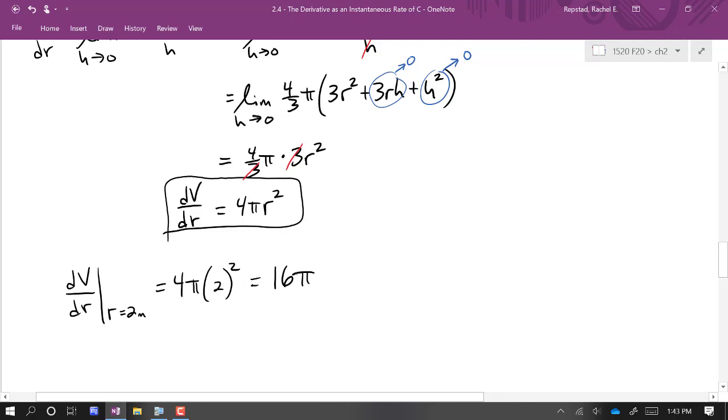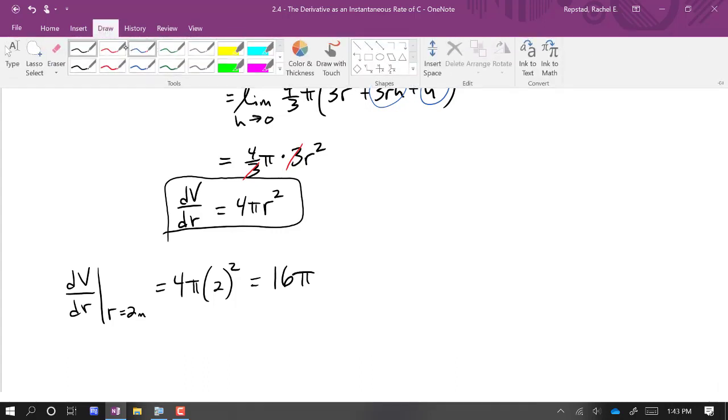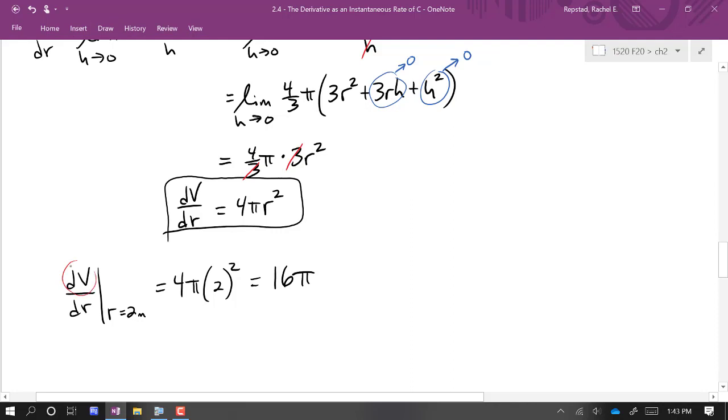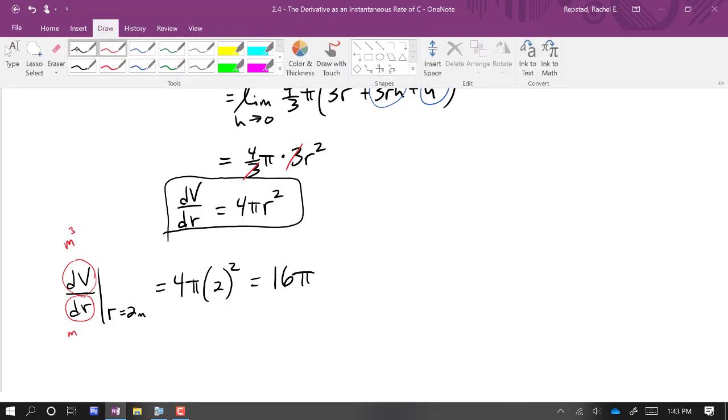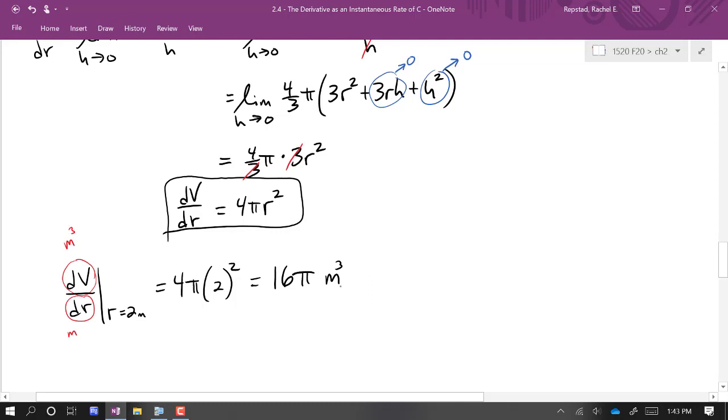Okay. Now what should the units be? Think about this for a minute. Maybe pause the video if you want to think about it before I ruin the surprise. I'm using this dV/dr notation, and I'm writing it as dV/dr instead of V prime for a reason. I know I just need units of volume, and volume would be in meters cubed over units of radius. Radius is just meters. So this would be cubic meters per meter.